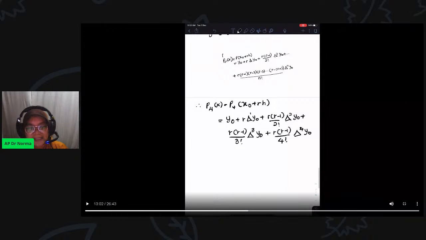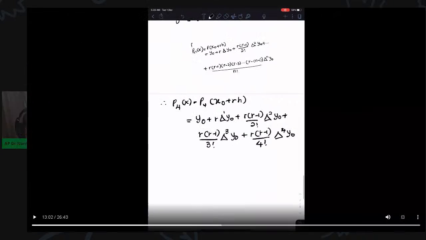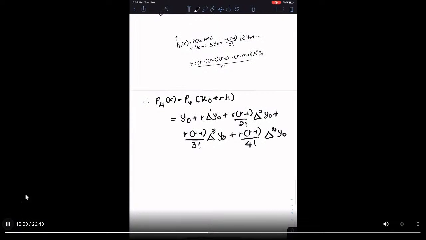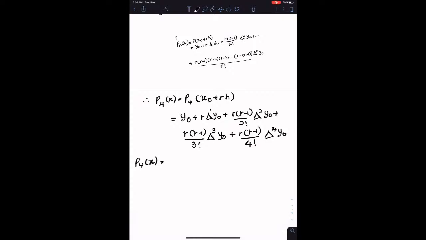So this I missed. I missed the formula. The formula is above there. So I need to continue and then I need to correct the formula. I want to find when x equals 1.1, near to the table. So near to 1.1, I need to use forward.